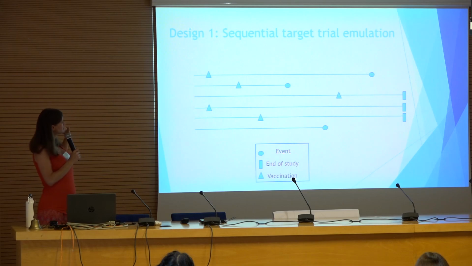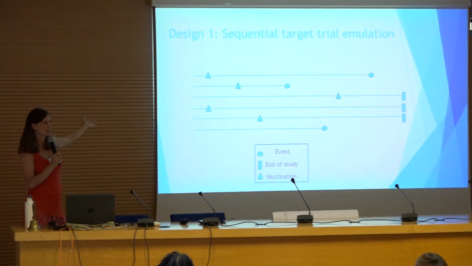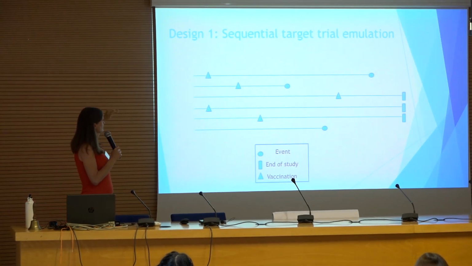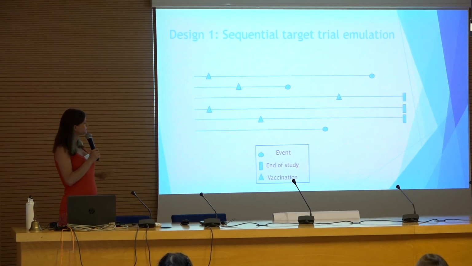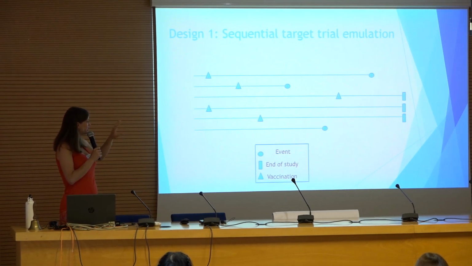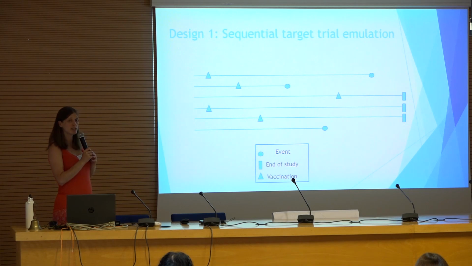So this is what the data looks like in a very stylized form. Each of these lines represents a person. Here we've just got 6 people. The triangles represent vaccination. The circles represent the event. Let's imagine that's COVID-19 death. And the rectangles at the end indicate the end of study.